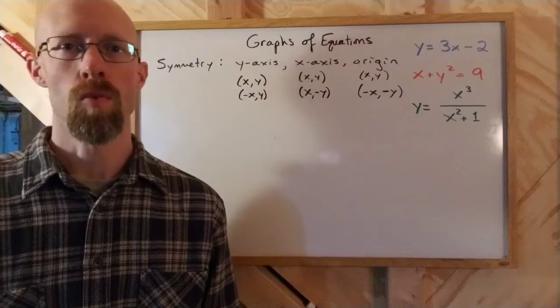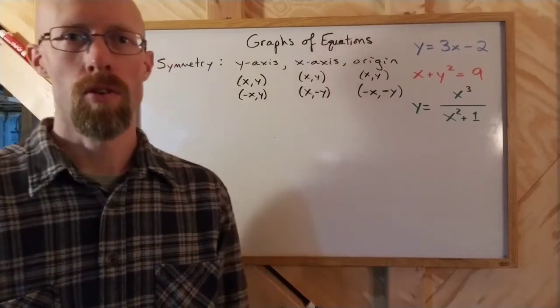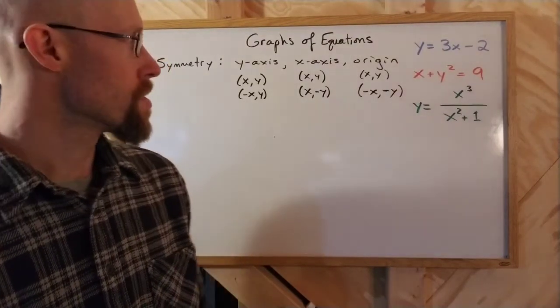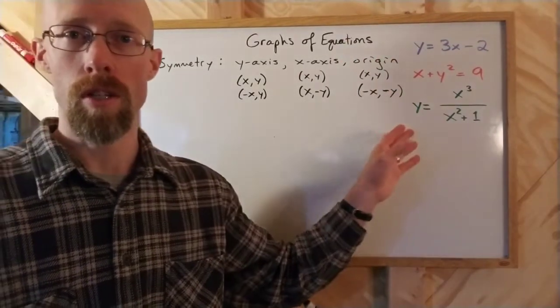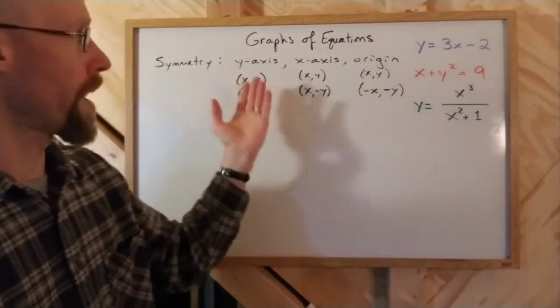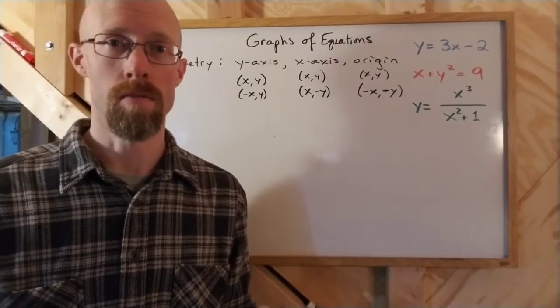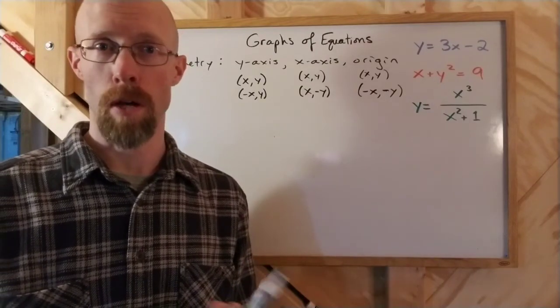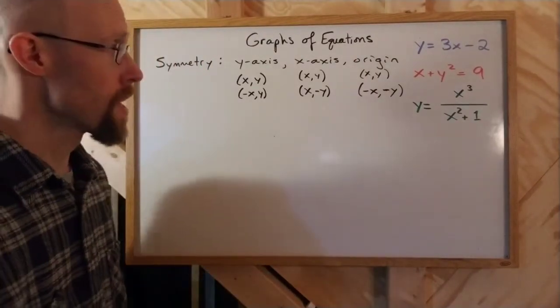Now that we've seen what symmetry does to individual points, I want to look at a more general idea of symmetry. And that is, how do we find symmetry? How do we determine whether an equation has y-axis, x-axis, or origin symmetry just based on the equation? Is there something we can do on a larger scale so that we don't have to just pick points out individually to do that? Well, there is. There is a way to do that.